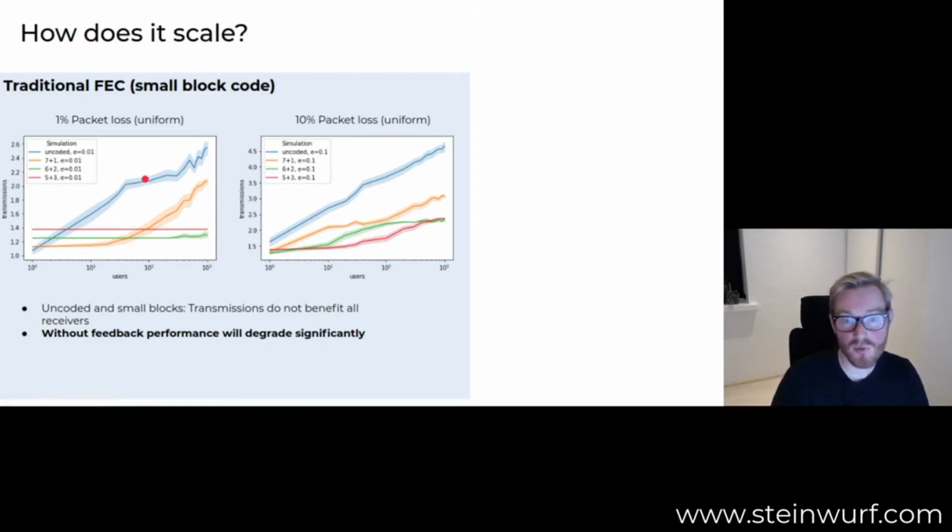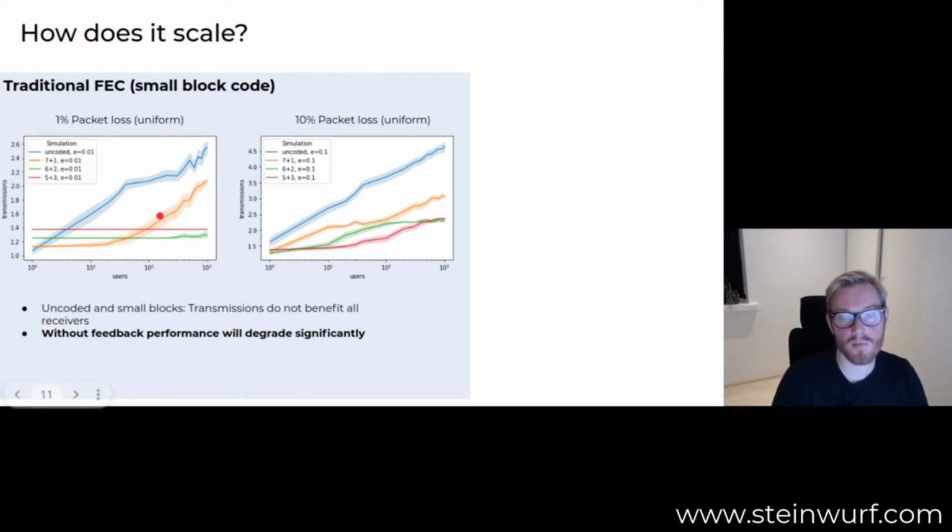We can improve this situation quite a bit by using a traditional FEC block code, in which case we have a block of 8, where we have 7 data packets on the yellow curve here, 7 data packets and 1 equation. And you see that by sending 1 equation for every 7 data packets, we already stabilize the system quite a bit. However, as the number of users increases, when there are enough receivers in the system, there will always be somebody that lost more than this 1 equation, and we still need to do some retransmissions.